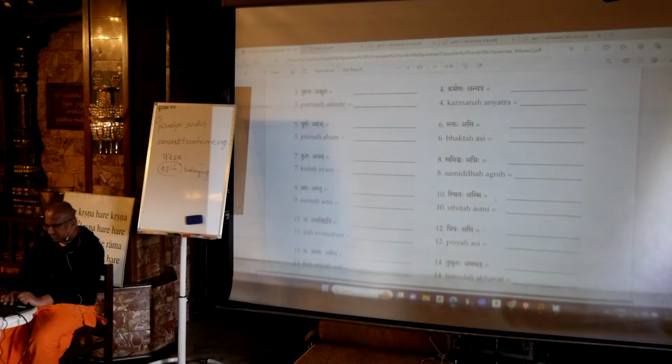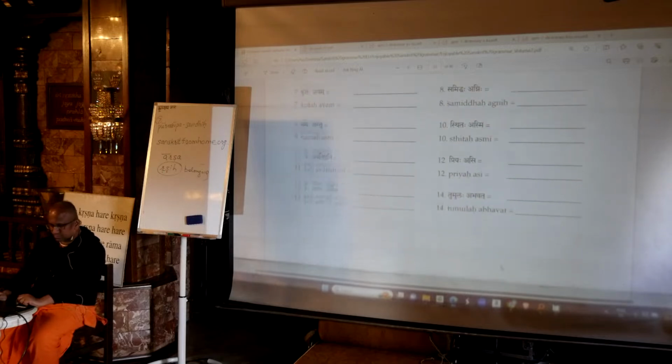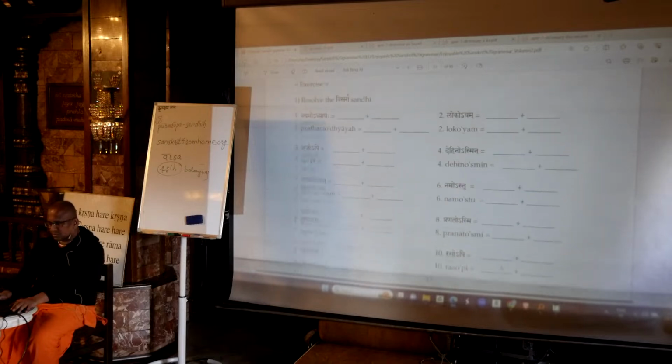Sthitaha plus asmi, what will this be? Sthitosmi. Similarly, namostu, yo'vatisthati, konyosti. See, konyosti: Kaha plus anya becomes first konyaha, and then konyaha plus asti becomes konyosti, one after another. Tumulaha plus abhavat, tumulo bhavat. This is also Bhagavad Gita. It became a tumultuous sound like that.